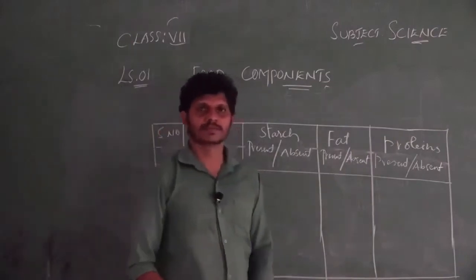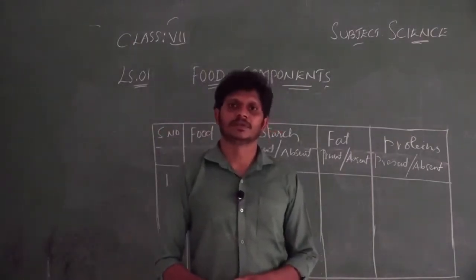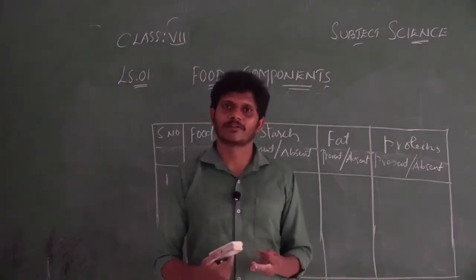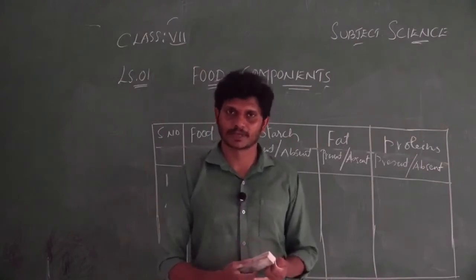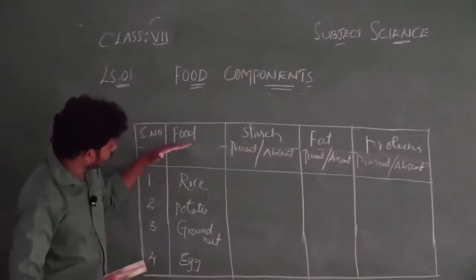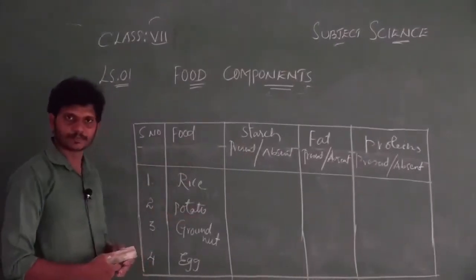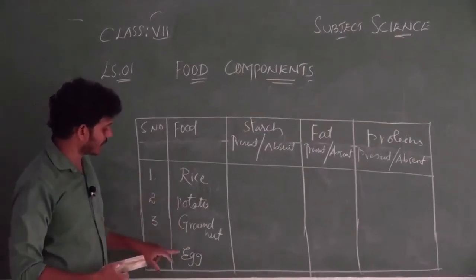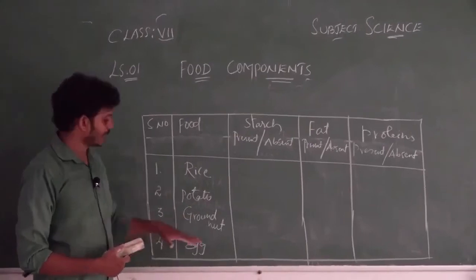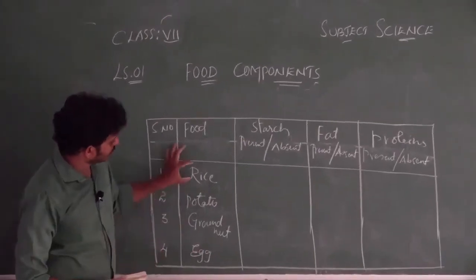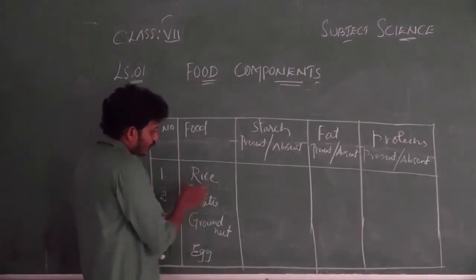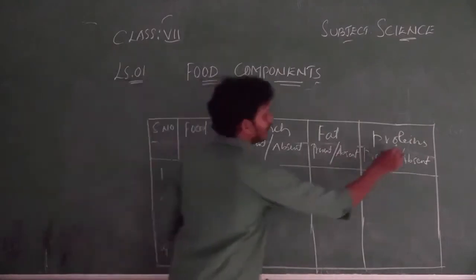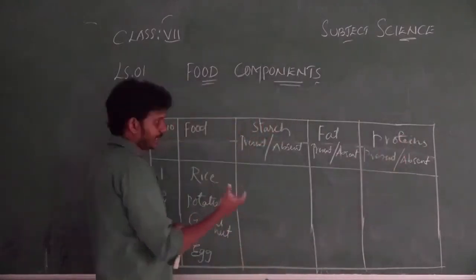We already discussed different tests for different nutrients like carbohydrates, fats and proteins. Here a few variety of food materials are present. List them out: first rice, second potato, next groundnut and the other one egg. You should go for the starch test, the fat test and also the protein test. We already completed this activity.